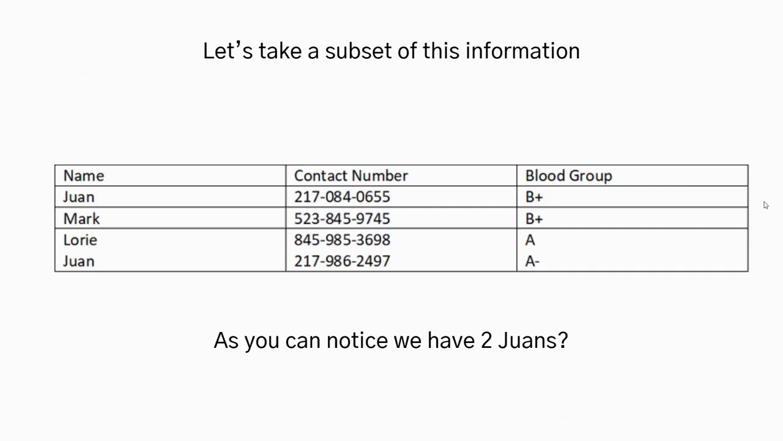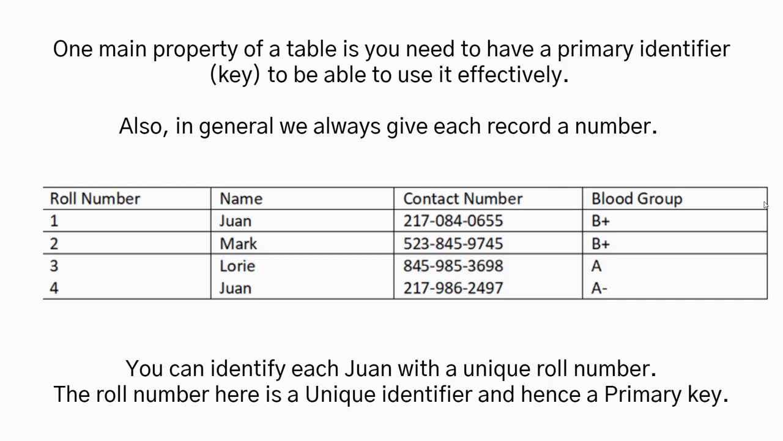Now if I actually go about populating this data, you will soon notice a problem. You see that you have Juan, Mark, Lori, and again another Juan. So there are two Juans, and one is A negative if you take a look at the blood group, and another one is B positive. This is not good. During emergencies, this can create a lot of issues. So you need to identify each Juan with a specific unique identifier. That is what a primary key is.